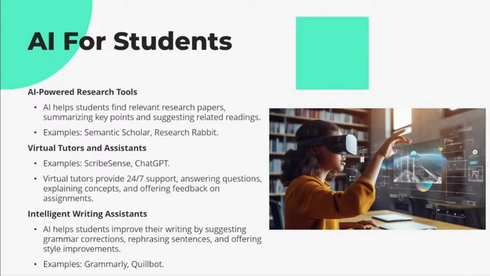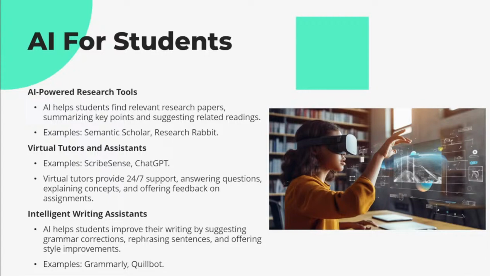All right, research tools. Finding relevant research papers is a great use for this, and we're actually going to do this here in a little bit. We're going to go through some exercises on this. Summarizing key points and suggesting related readings. We're going to look at that. There are some examples. I have not played with any of these. These are some things I found online.